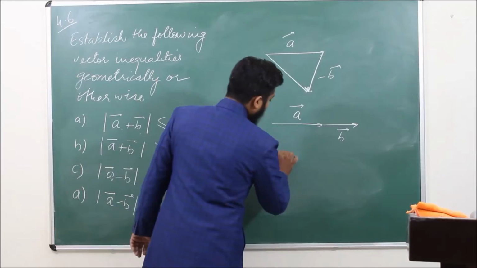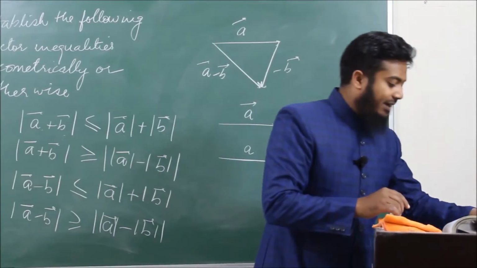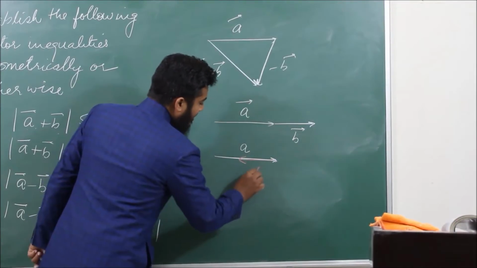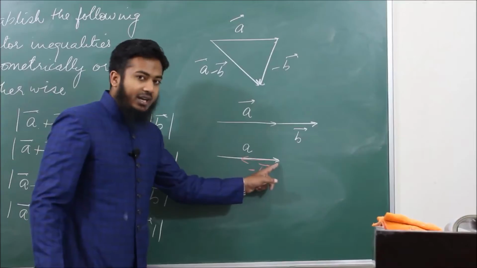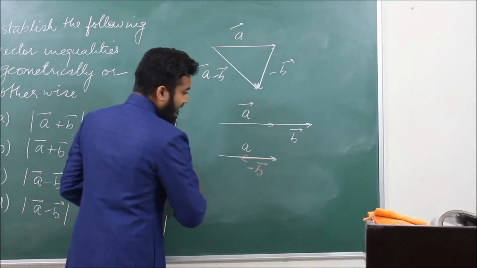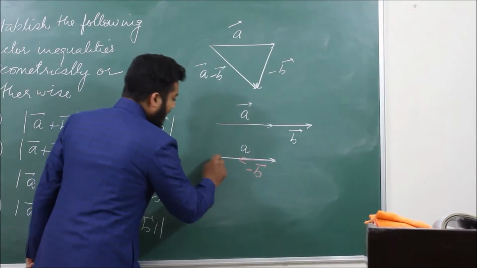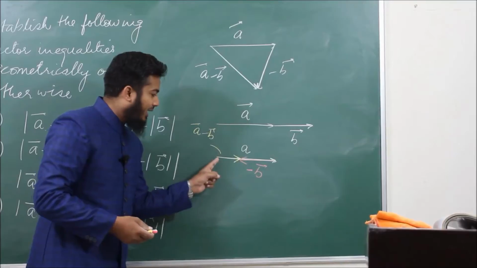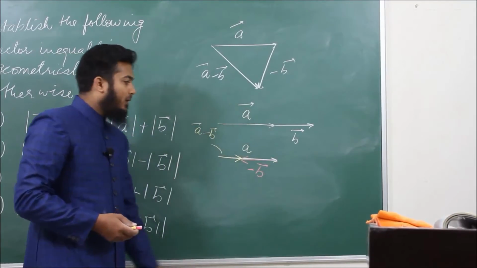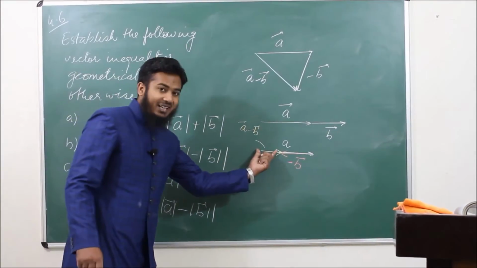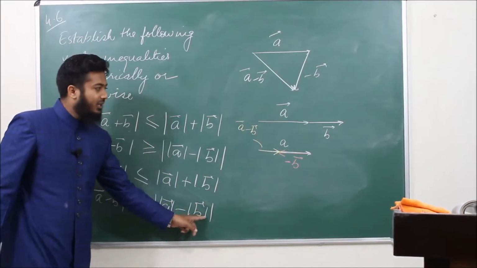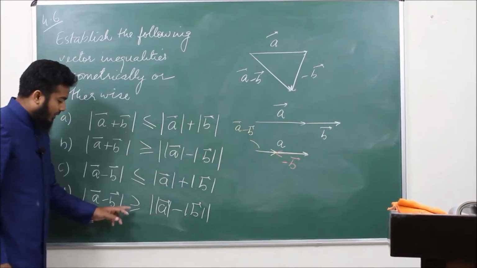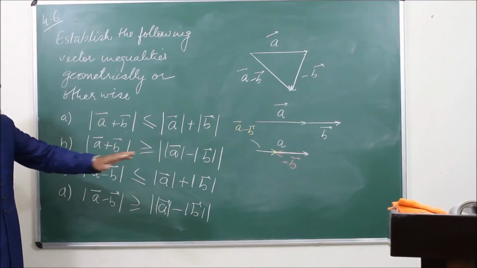Now, how would I do that? See, this is vector A, and I would reverse and add the tail of vector B to the head of vector A. So see here, this is minus B. This vector is A and then minus B. Now this length here is A minus B, and this whole length is A, and this is minus B. So you can see that A minus B, this length, is simply the difference of the two sides. This is A, and from it we subtracted B. So the difference is A minus B. So the equality sign comes when A and B are in the same direction.